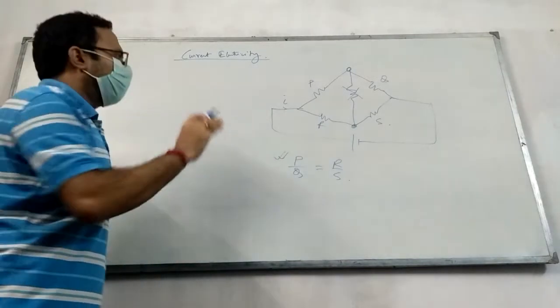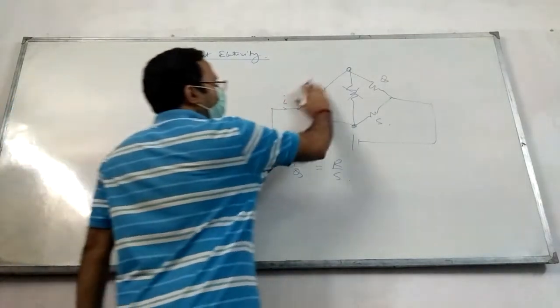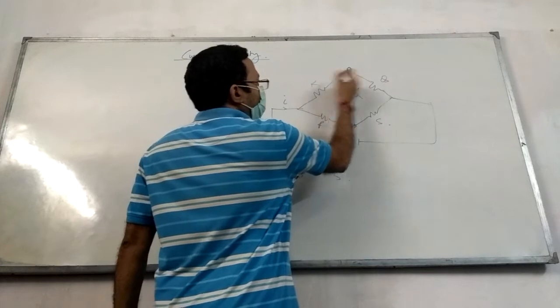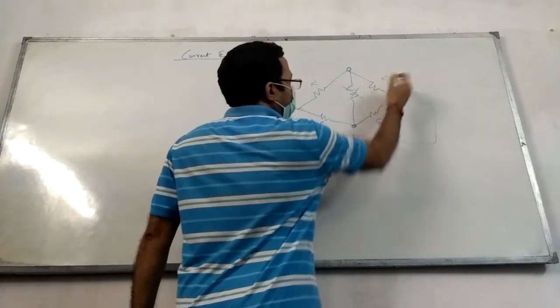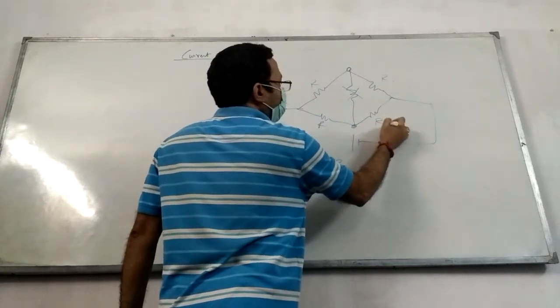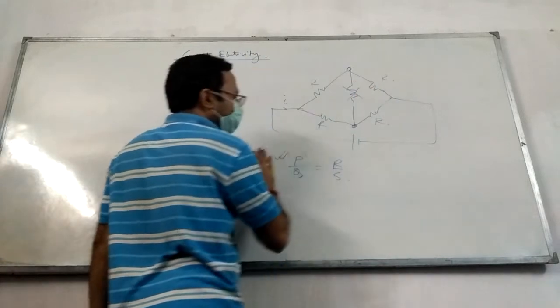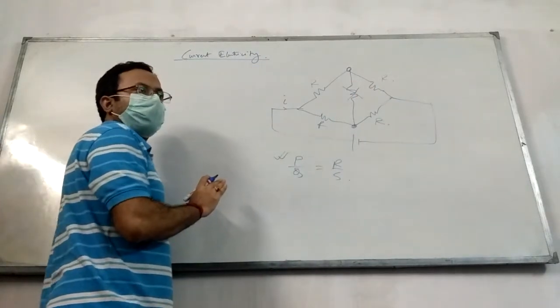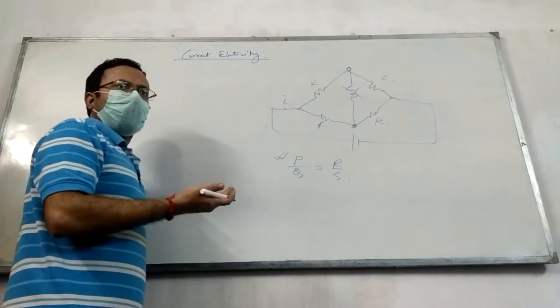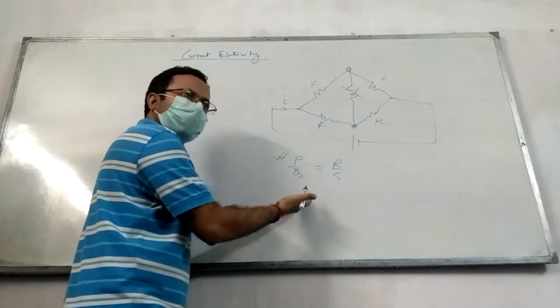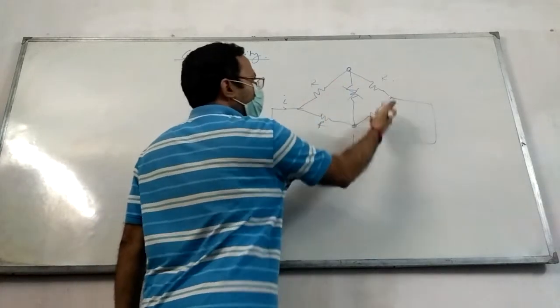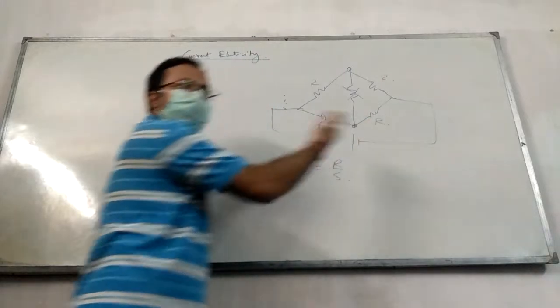Now, say if I give you a situation where each of the arms is R, this is also R, this is R, this is R and this is R. Can I ignore this resistance in that case? Yes or no? Obviously, this condition is satisfied. This by this is equal to this by this, or this by this equal to this by this, right?